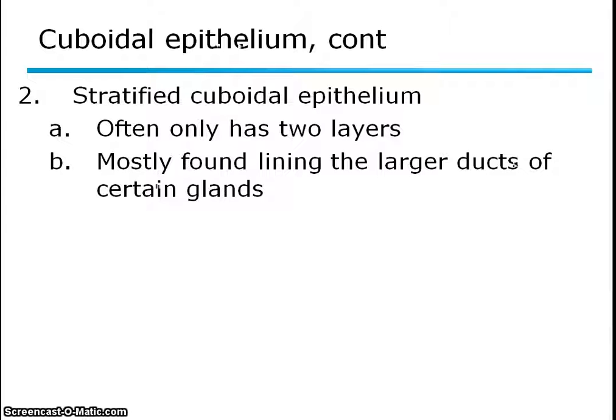If you have stratified cuboidal epithelium, it will often only have 2 layers, and hint, hint, you might see an image of this later. It's found lining the larger ducts of certain glands.